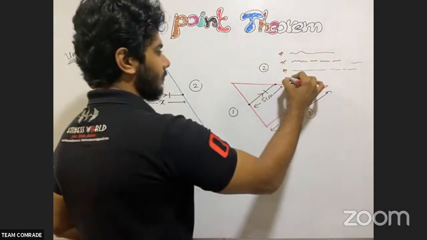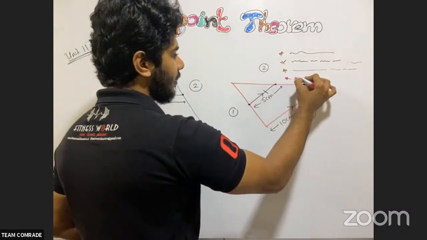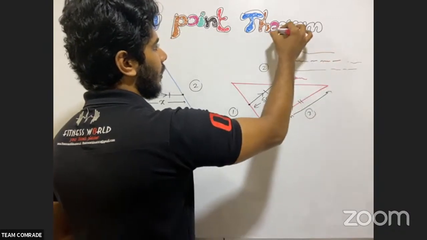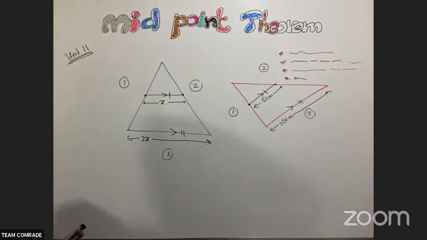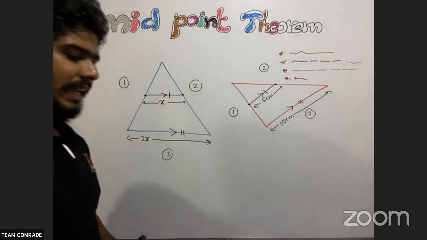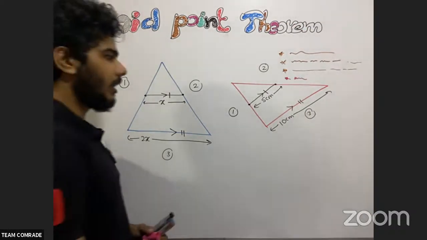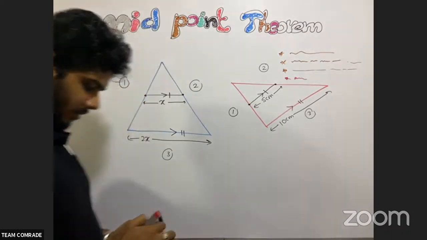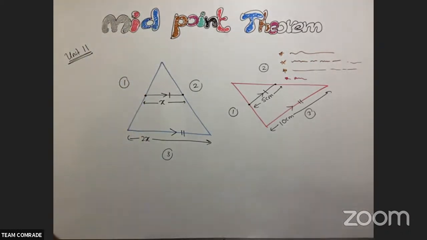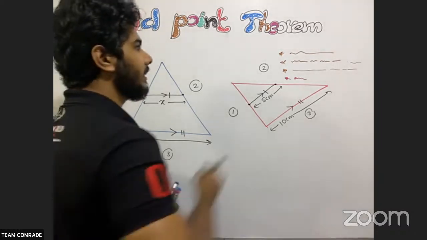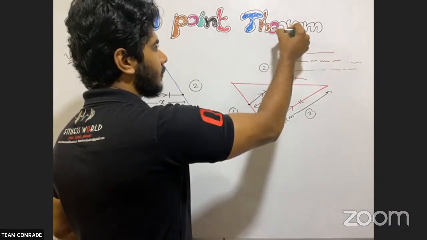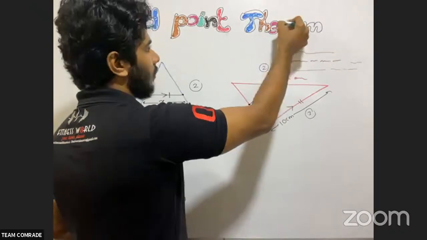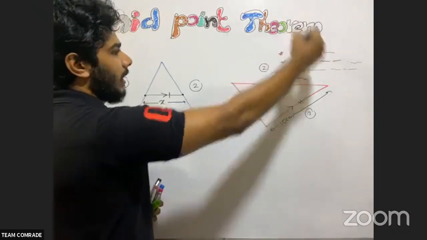Next point. And equal in length to half of it. Equal in length to half of it. Okay, I'll repeat it again.